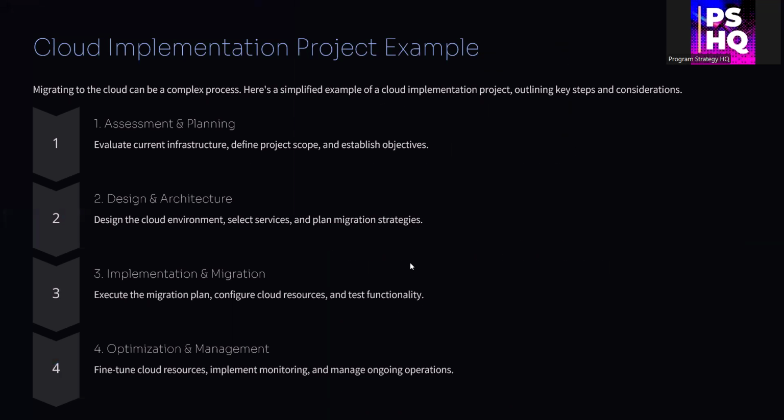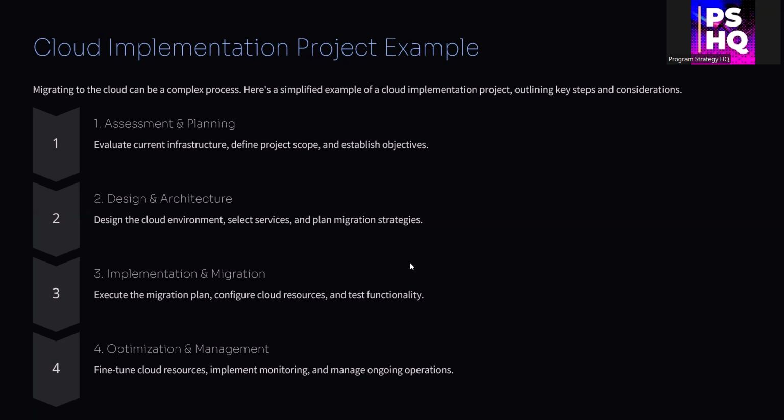Let's start with a high-level overview of a typical cloud implementation project. The process begins with assessment and planning, where we evaluate the current infrastructure, define the project scope, and establish clear objectives. Next is design and architecture, focusing on creating a cloud environment that meets the project needs and including selecting services and planning migration strategies.